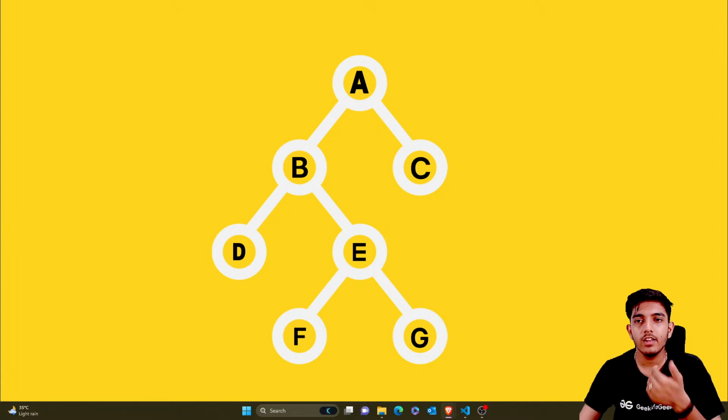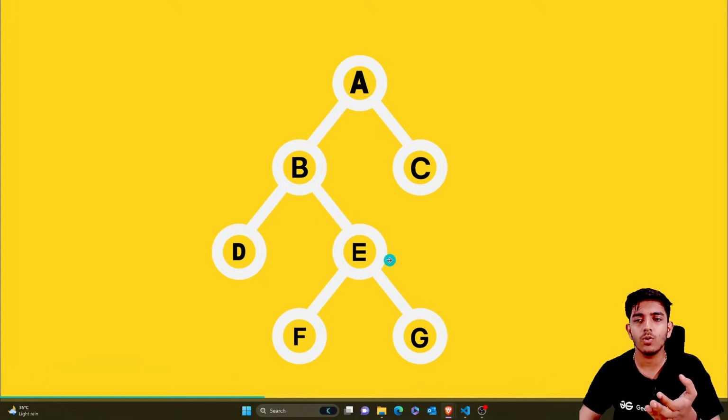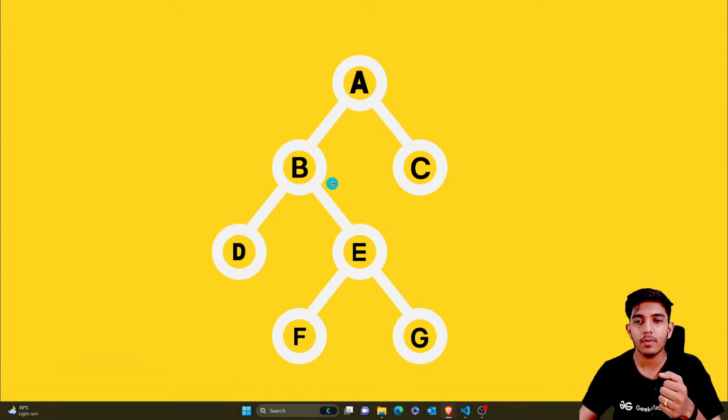And similarly, what is height of tree? Height of tree is similar: it is the longest distance from the root. From root to B to E to F is the longest distance, or you could consider G also. You can see the maximum number of edges are covered here. So this is the height of tree. Height of a node is from any given node, while height of tree is always from the root.